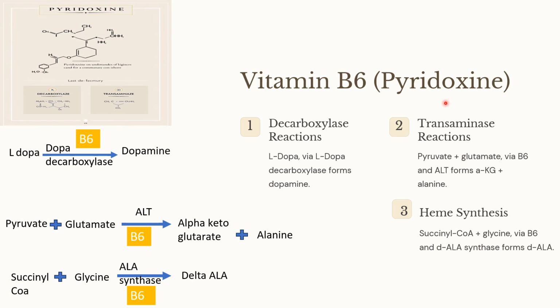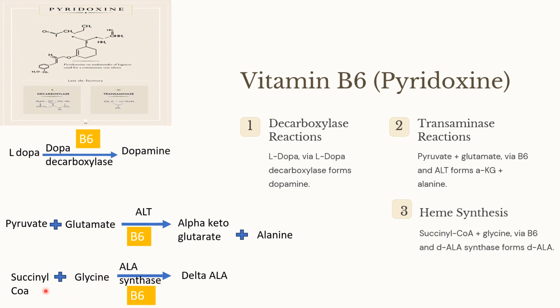Vitamin B6 is the pyridoxine. This is the most clinically important vitamin because it is useful in three important reactions. One is the decarboxylase reaction where levodopa will get converted to dopamine by dopa decarboxylase with vitamin B6. And alanine aminotransferase, where there is a transamination reaction. Pyruvate and glutamate can form alpha ketoglutarate plus alanine. So this is by ALT, and vitamin B6 is the important cofactor for this reaction too.